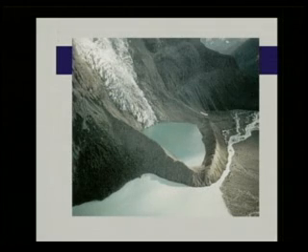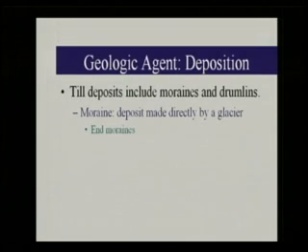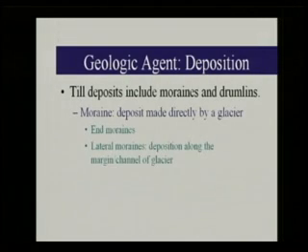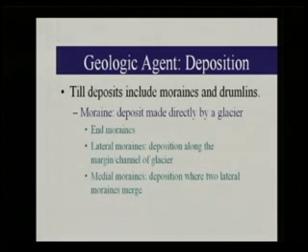Here we see a terminal moraine, and now the glacier is retreating. It will establish a new moraine at the toe of the glacier, so that will be a recessional moraine. Okay, other than end moraines, we can also have lateral moraines. This is deposition along the margin or channel of a glacier, and a medial moraine will result when two lateral moraines collide or merge.